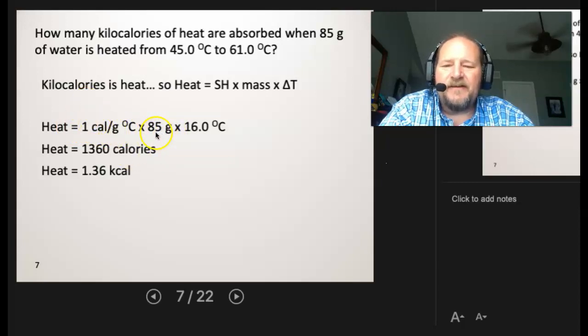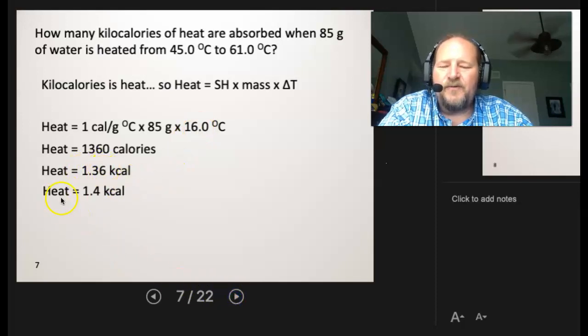85 grams, there's 2 sig figs. 16.0 degrees C, that's 3 sig figs. So how many sig figs are in my answer then? We have unlimited, 2, and 3. Then we're going to apply 2 to this answer. So that means our final answer will be 1.4 kcals.